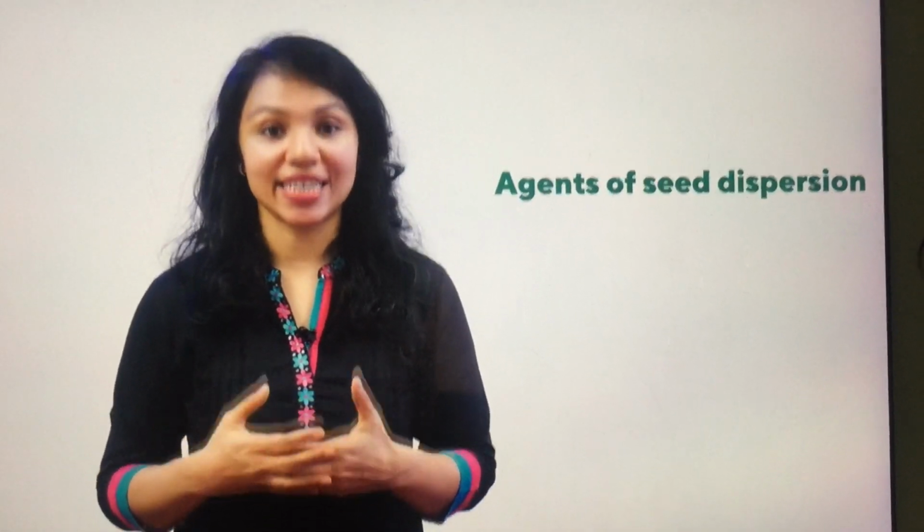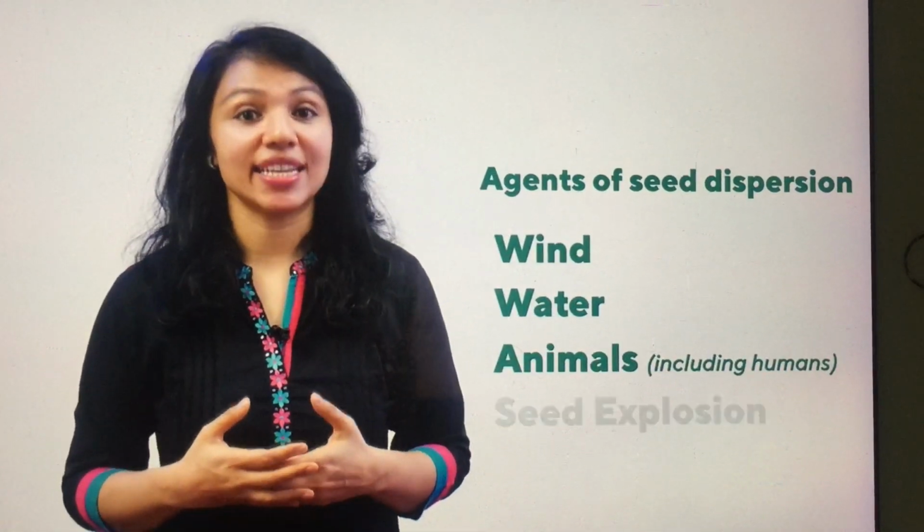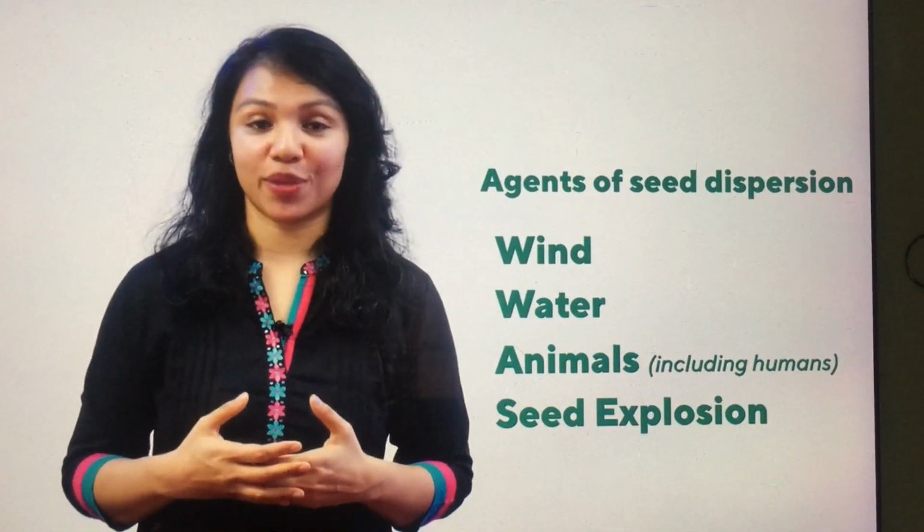Like I said, when the seeds fall next to the plant, it might be difficult for it to grow into new plants. So the plants have devised methods wherein all these seeds are dispersed away from it. That is called seed dispersion. The process by which the seeds get scattered away from the parent plants so that they can grow into good new plants is called seed dispersion. There are various things that help in seed dispersion. They are called agents of seed dispersion. They are wind, water, animals, and seed explosion. Let's look at each of them.